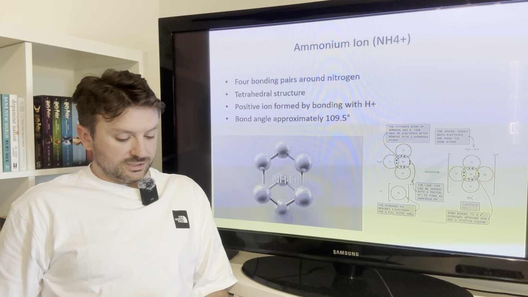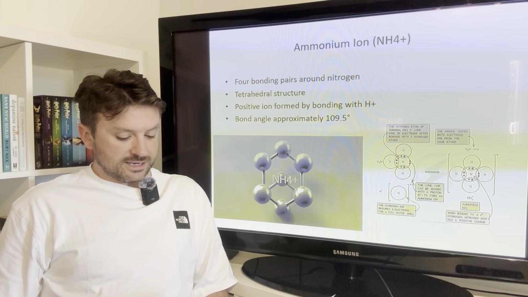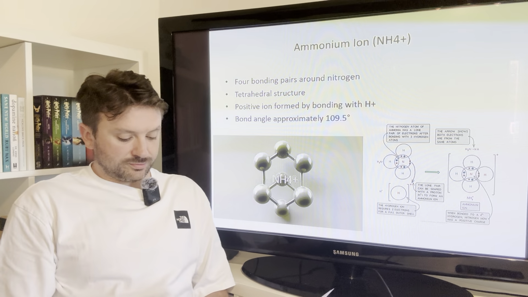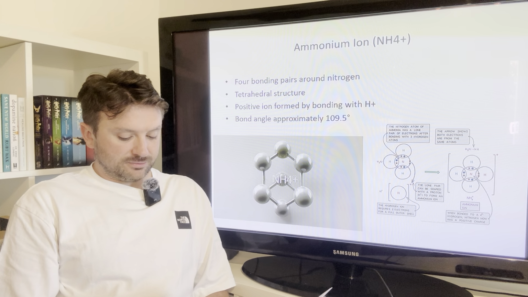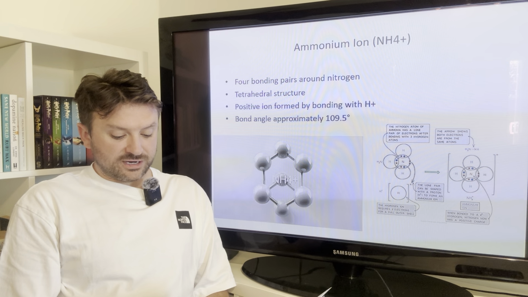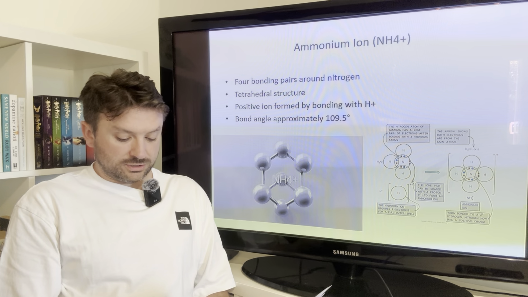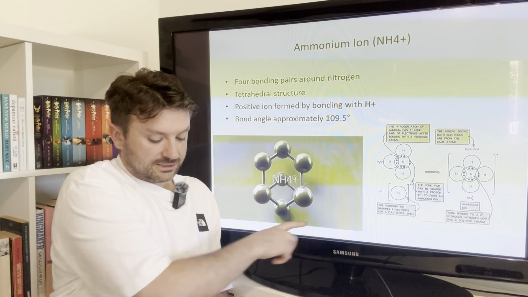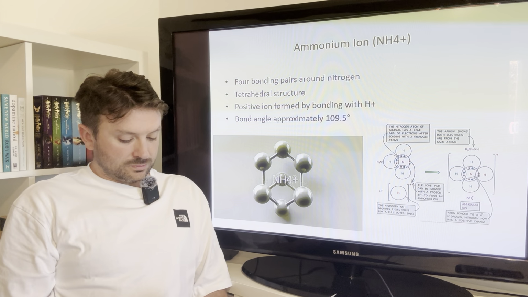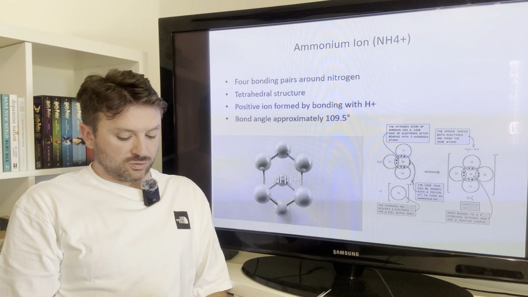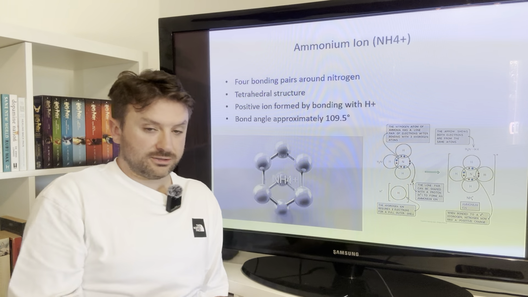I'll move on to the ammonium ion, which contains 4 bonding pairs around a central nitrogen atom. These electron pairs arrange themselves tetrahedrally to minimize repulsion. Ammonium is an example of dative covalent bonding, which can also be called coordinate covalent bonding, a type of covalent bonding which we see in the explanation here, where one atom supplies both electrons of the pair. Here, one atom provides an unshared lone pair to an empty orbital on another atom, as you can see in the diagram here.